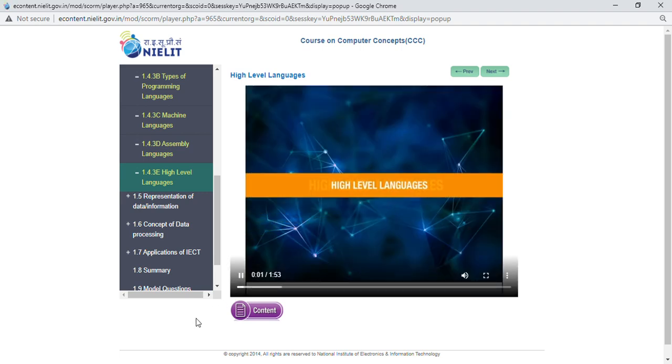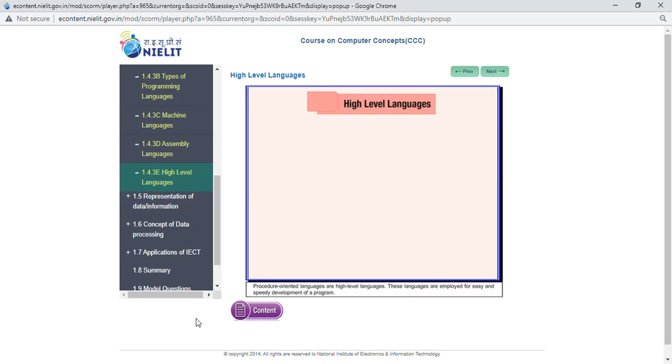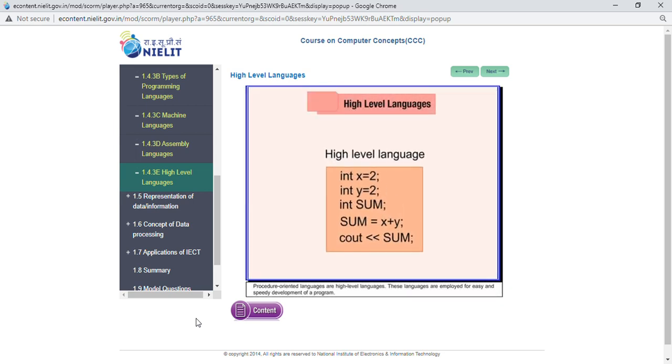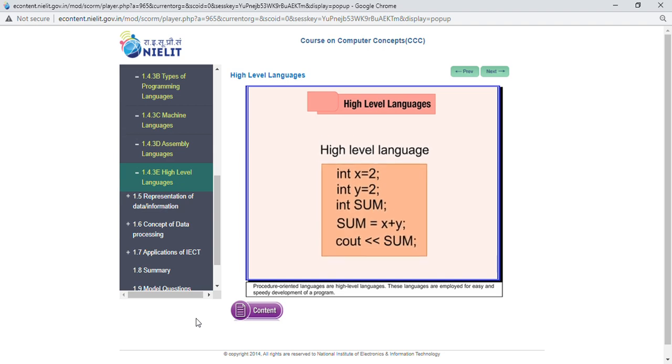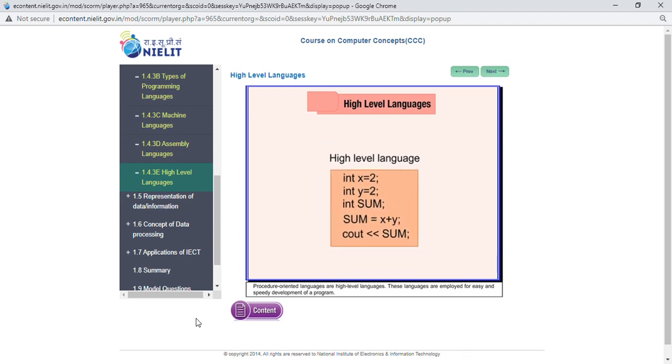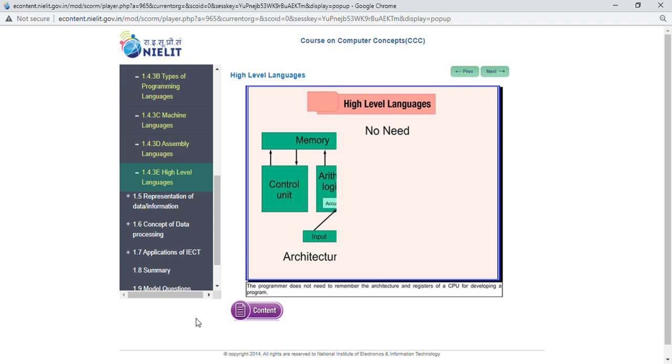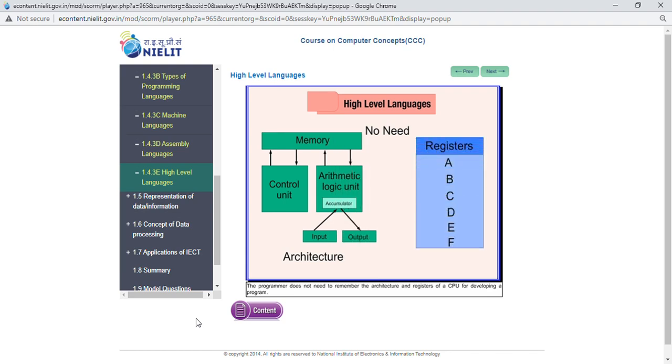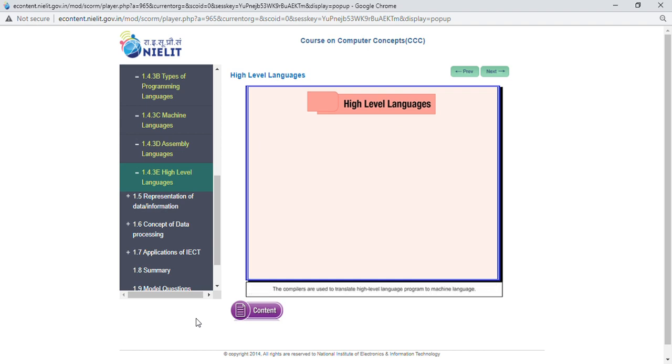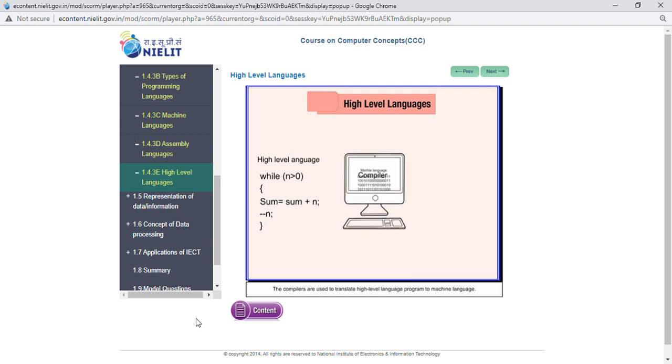High-level languages. Procedure-oriented languages are high-level languages. These languages are employed for easy and speedy development of programs. The disadvantages observed with assembly languages are overcome by high-level languages. The programmer does not need to remember the architecture and registers of a CPU for developing a program. The compilers are used to translate high-level language programs to machine language.